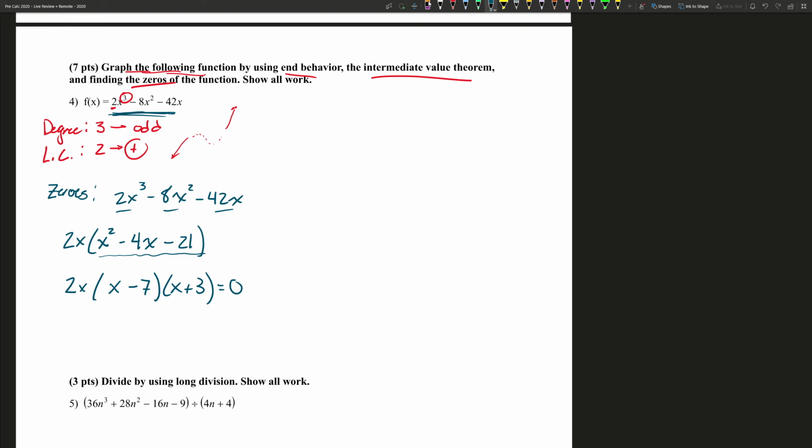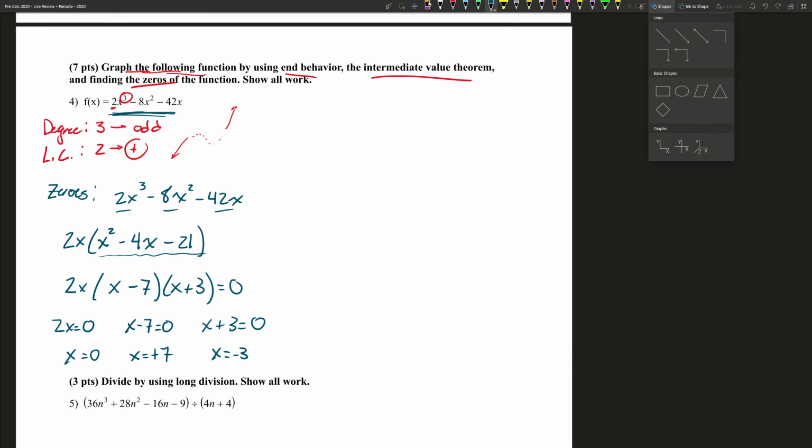And then it's all factored, but we still need to set it equal to 0 because that's what we're trying to find. So 2x equals 0, x minus 7 is equal to 0, or x plus 3 is equal to 0. So x equals 0, x equals positive 7, or x equals negative 3. Okay, so then we can start to graph, right? We find the degree and leading coefficient, which tells us what that means about end behavior, then we find the zeros. And then we're able to graph it.